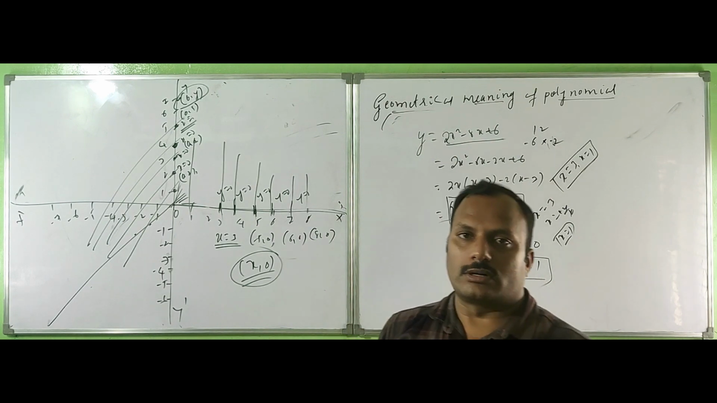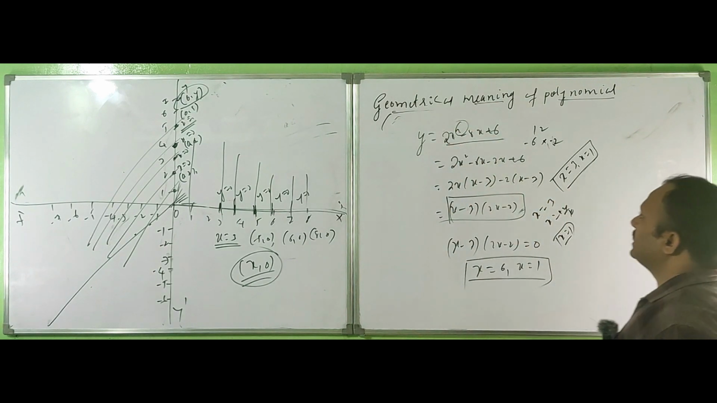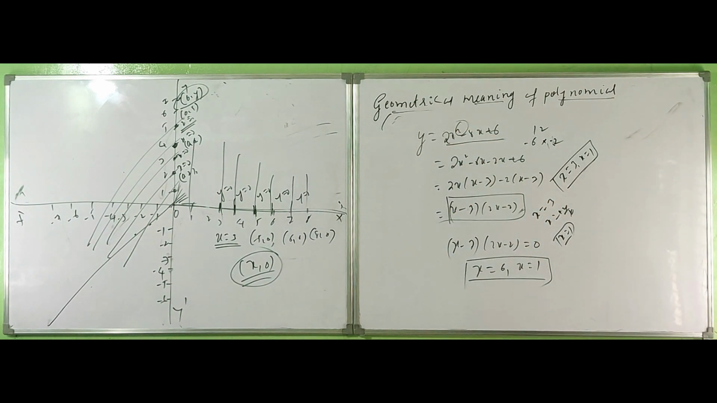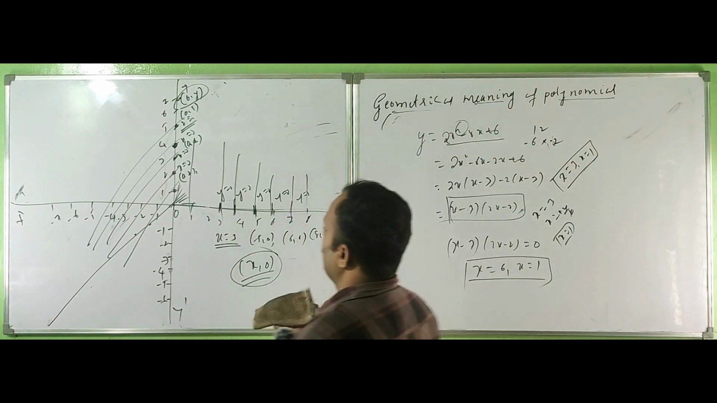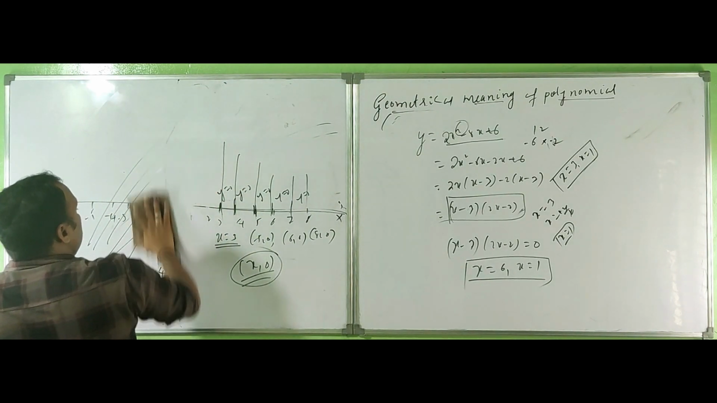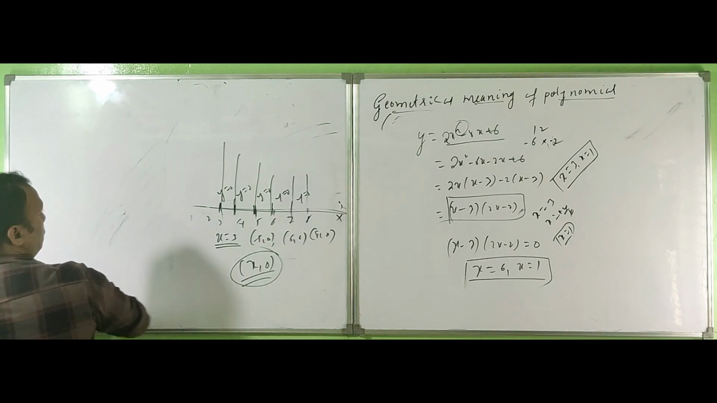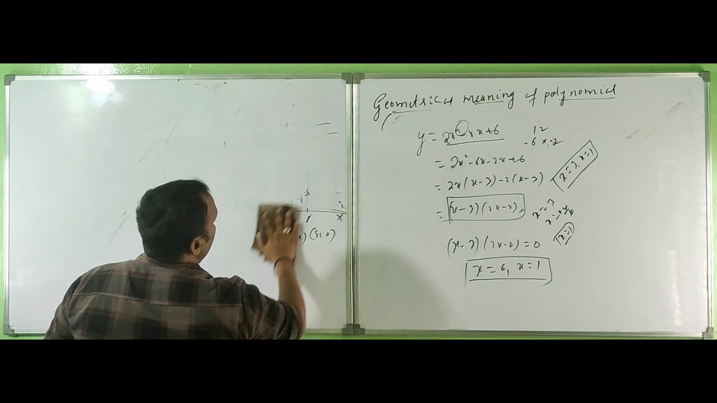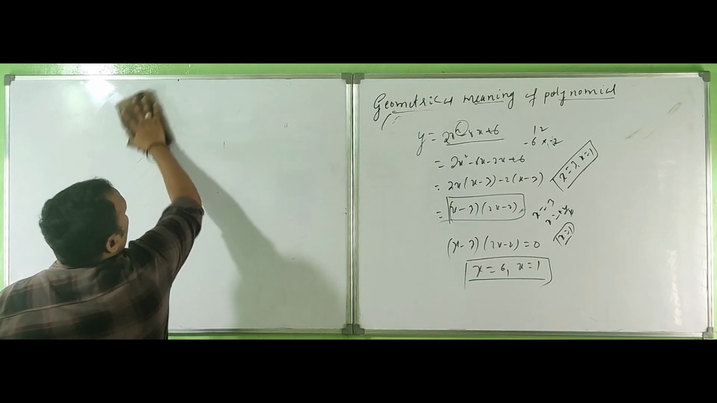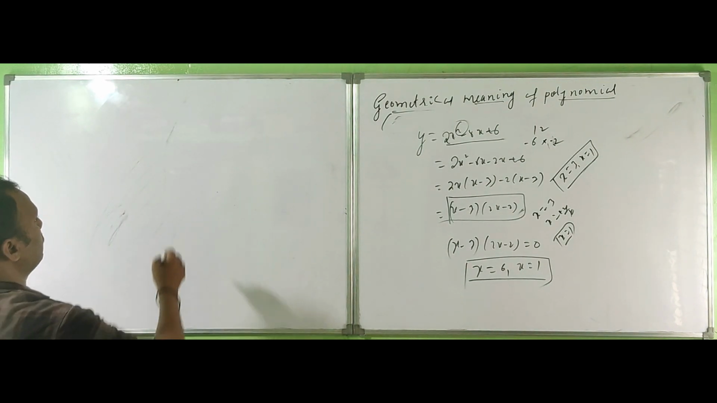That's called quadratic because the degree is 2 here, very important. Degree is 2. Then how to find the zeros of this? Geometrical meaning here: for a linear equation you have only 1 zero. For quadratic we are getting 2 zeros.